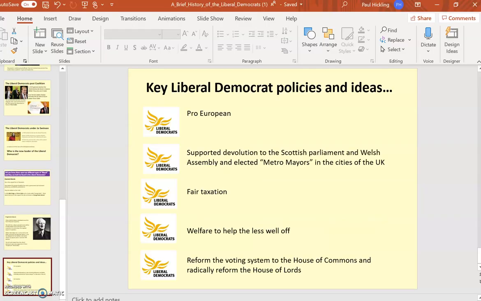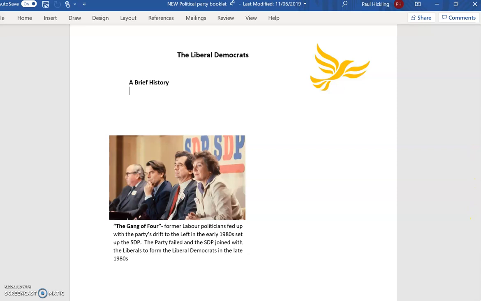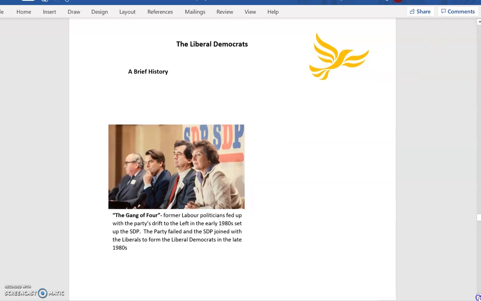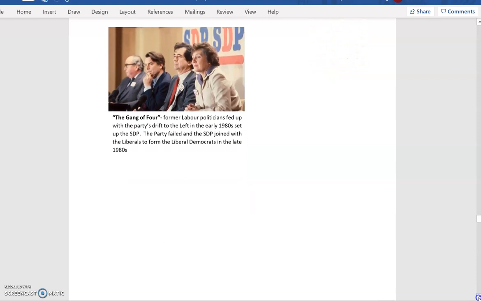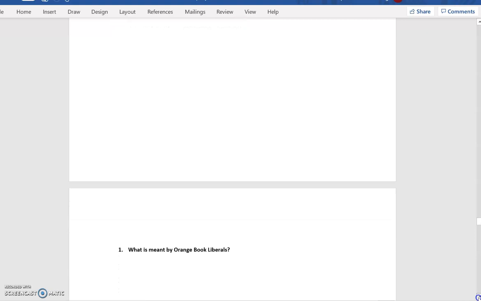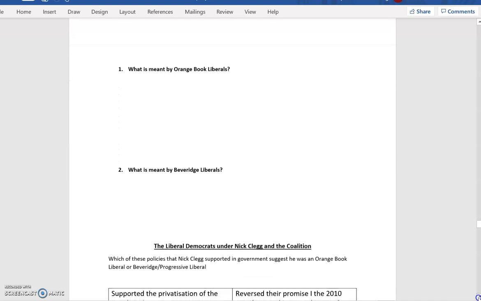Okay, so that is where the Liberals are and the Liberal Democrats' two main factions. What I'd like you to do is, in your booklet, which you can see here, this page you needed to fill in when I went through the history bit. Underneath it, on the next page, there's a couple of questions. One is what is meant by Orange Book Liberals, and what is meant by Beveridge Liberals. The PowerPoint I've just done goes through that.